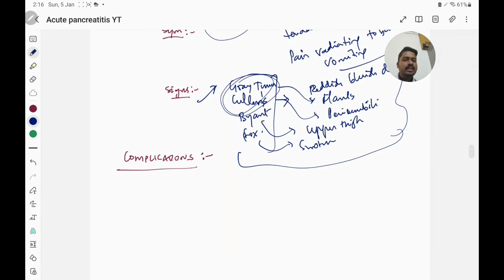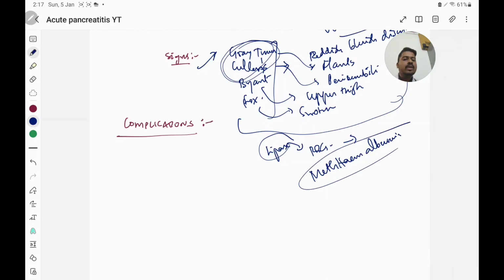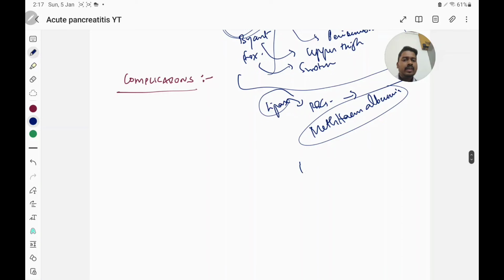Now, why does this reddish black discoloration occur on the abdominal wall? That is because lipase from the pancreas leaks down and breaks down RBCs, and it causes a complex called methemalbumin. This will cause staining. Other conditions can also cause this, for example a ruptured aortic aneurysm.